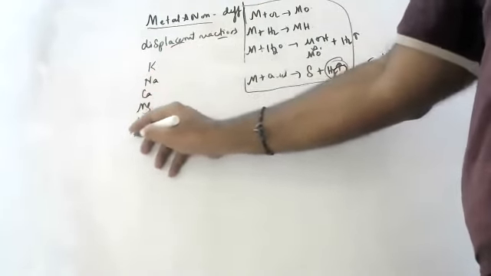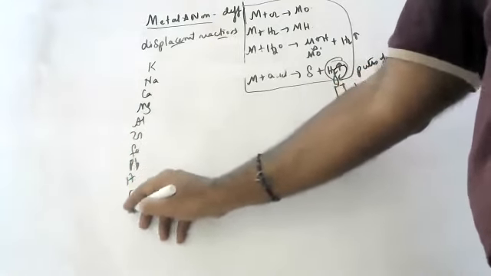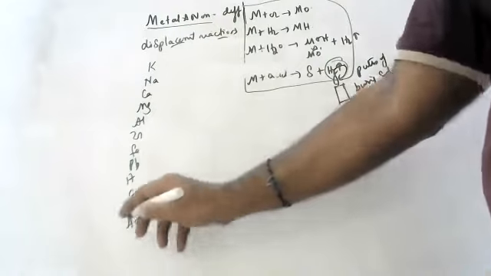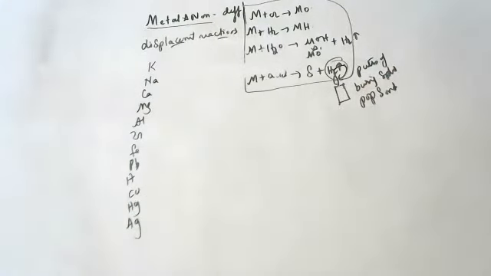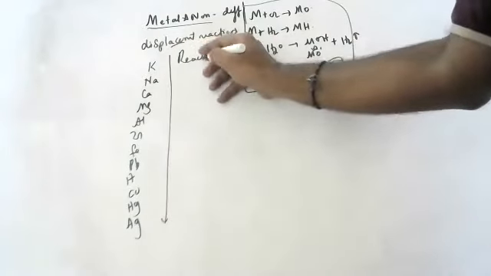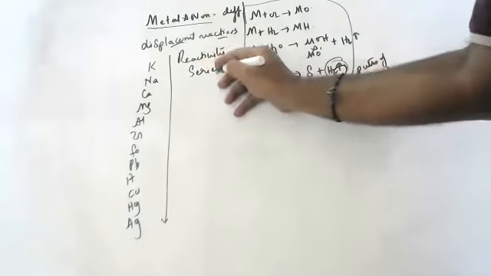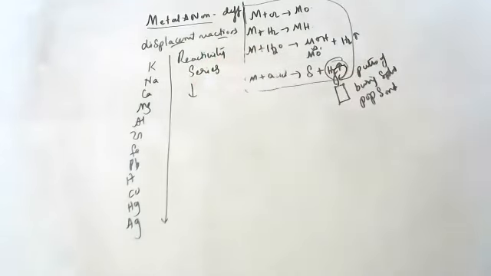magnesium, aluminum, zinc, iron, lead, hydrogen, copper, mercury, silver. These are the metals. What is this called, children? The reactivity series. What is meant by reactivity series?